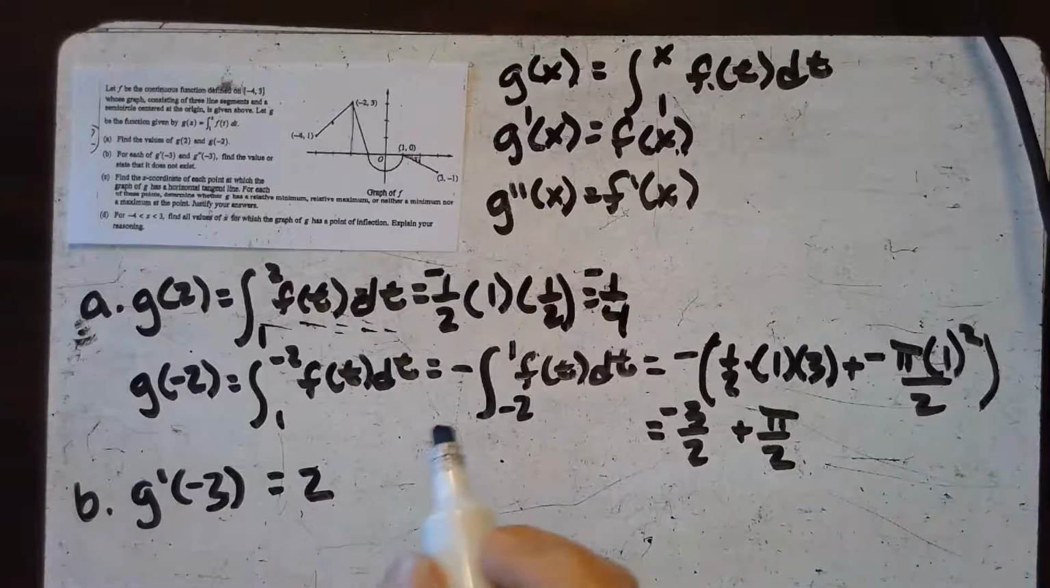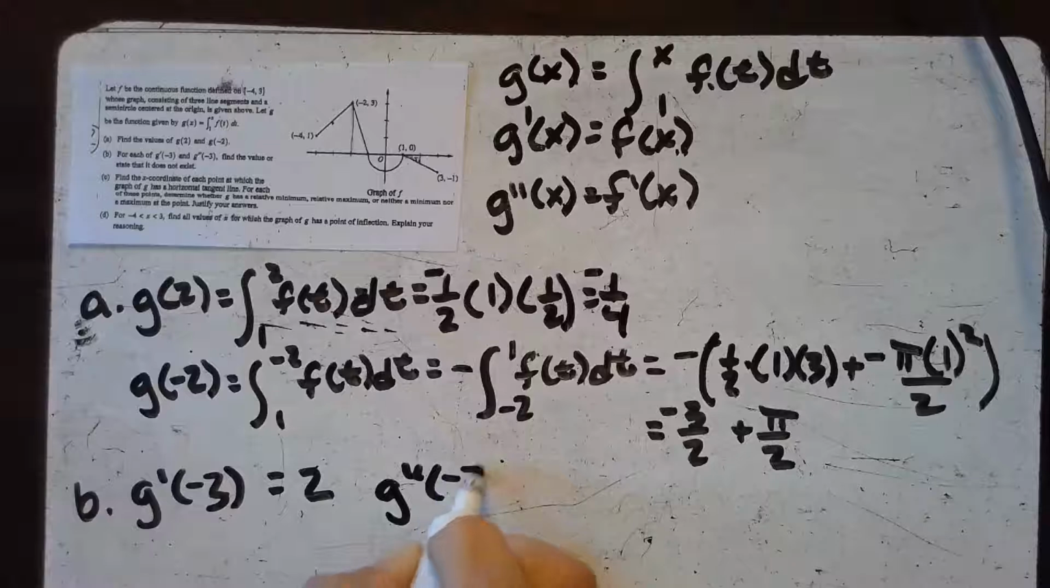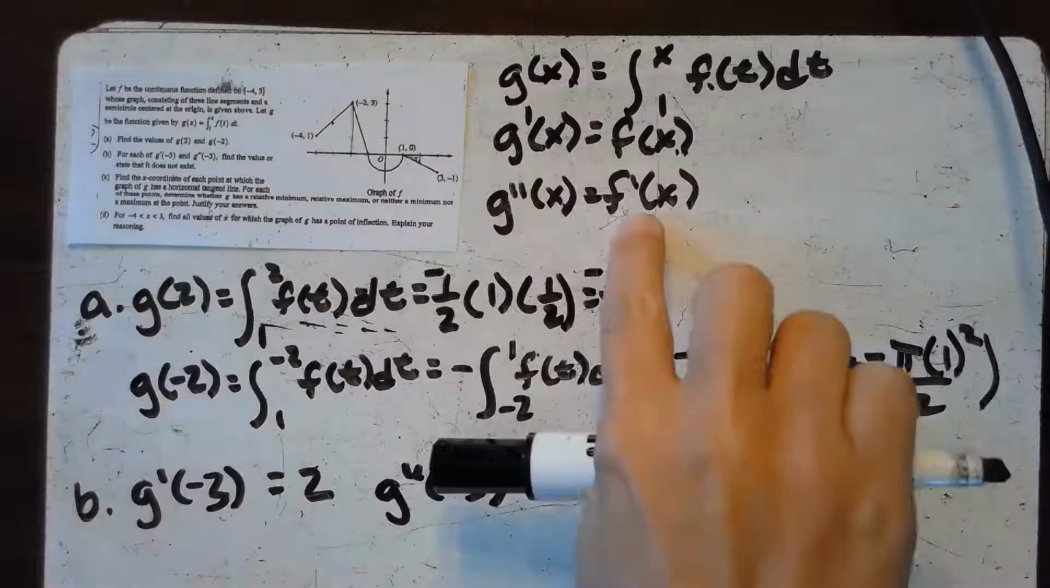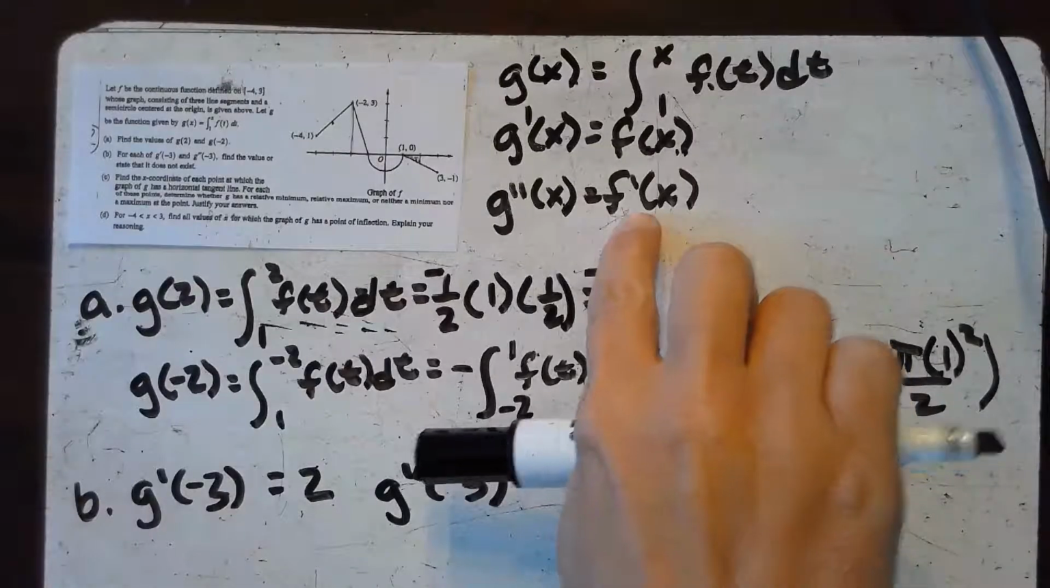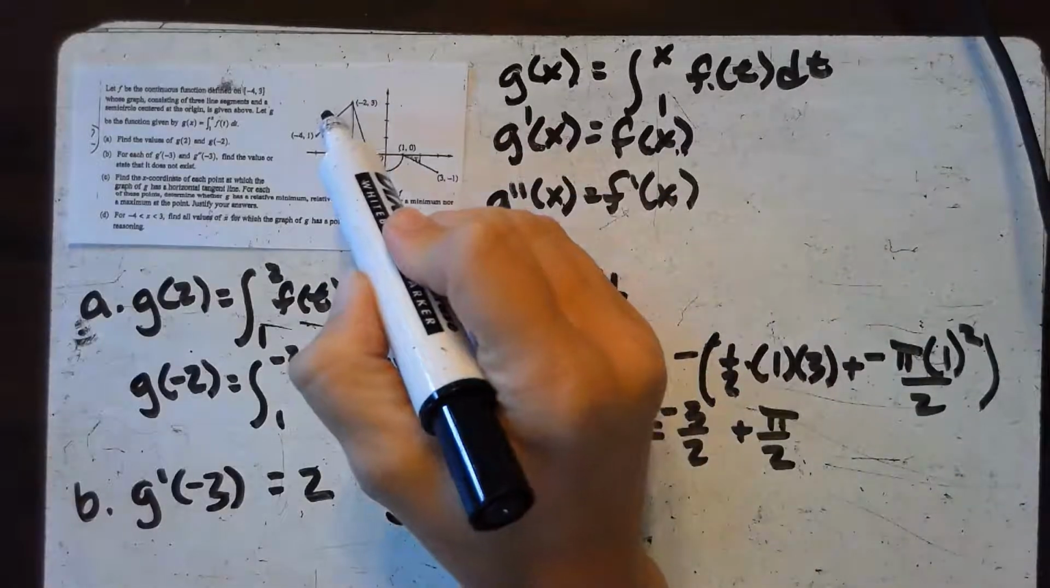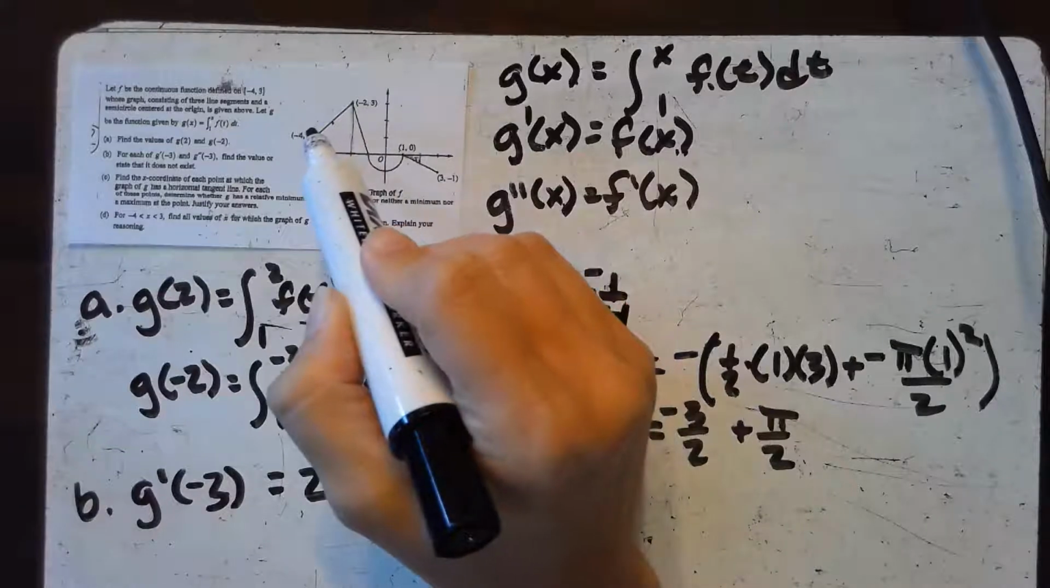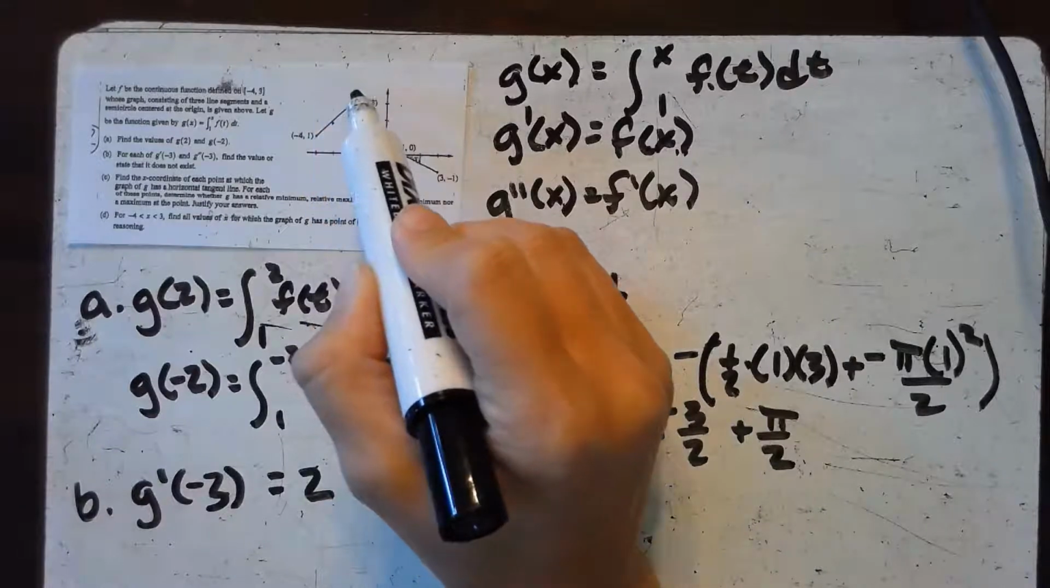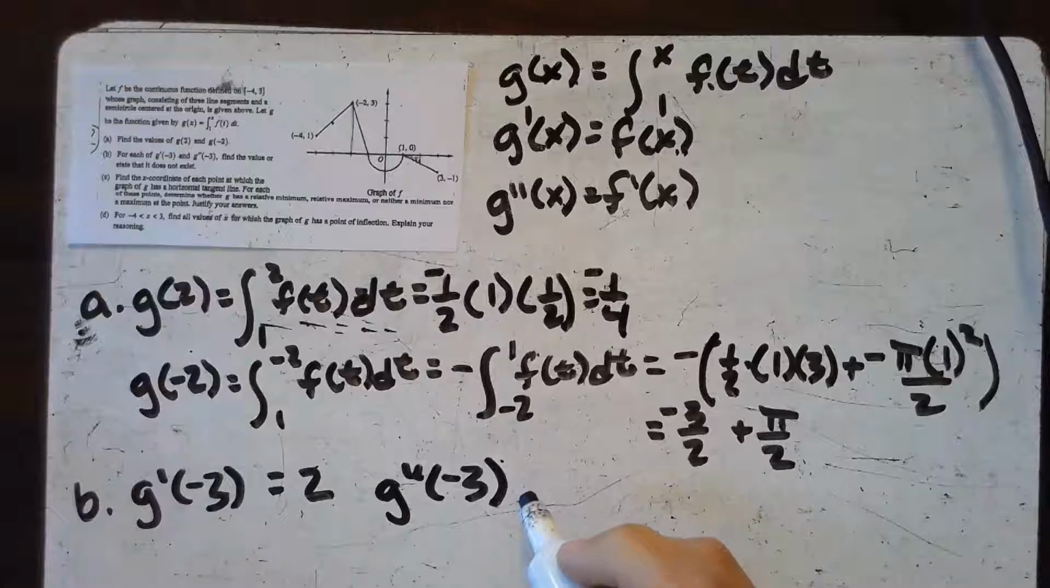And then g double prime of negative 3, that means, think, the derivative means the slope of the line, the slope right here at negative 3. Well, let's think what it is. You rise 2, run 2, so it's positive 1.